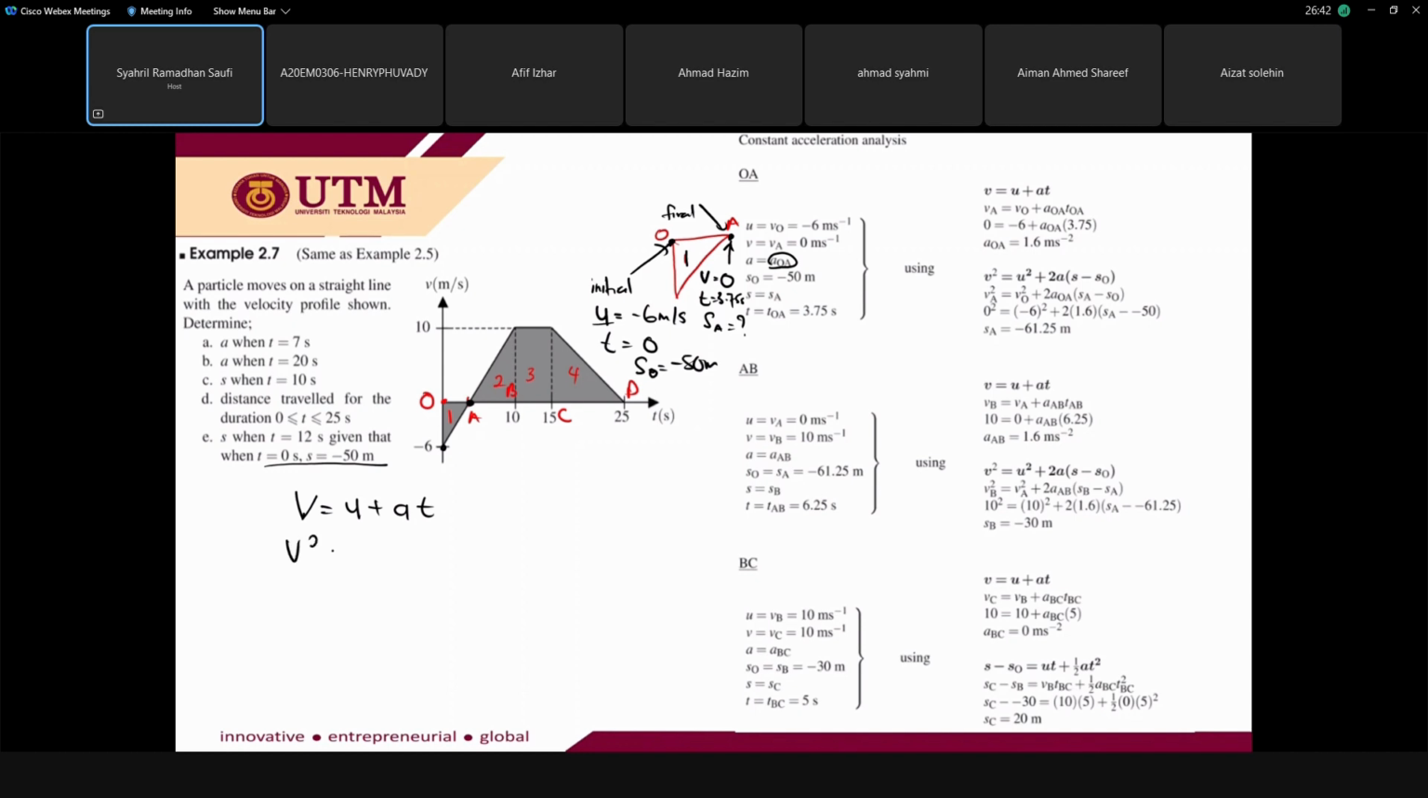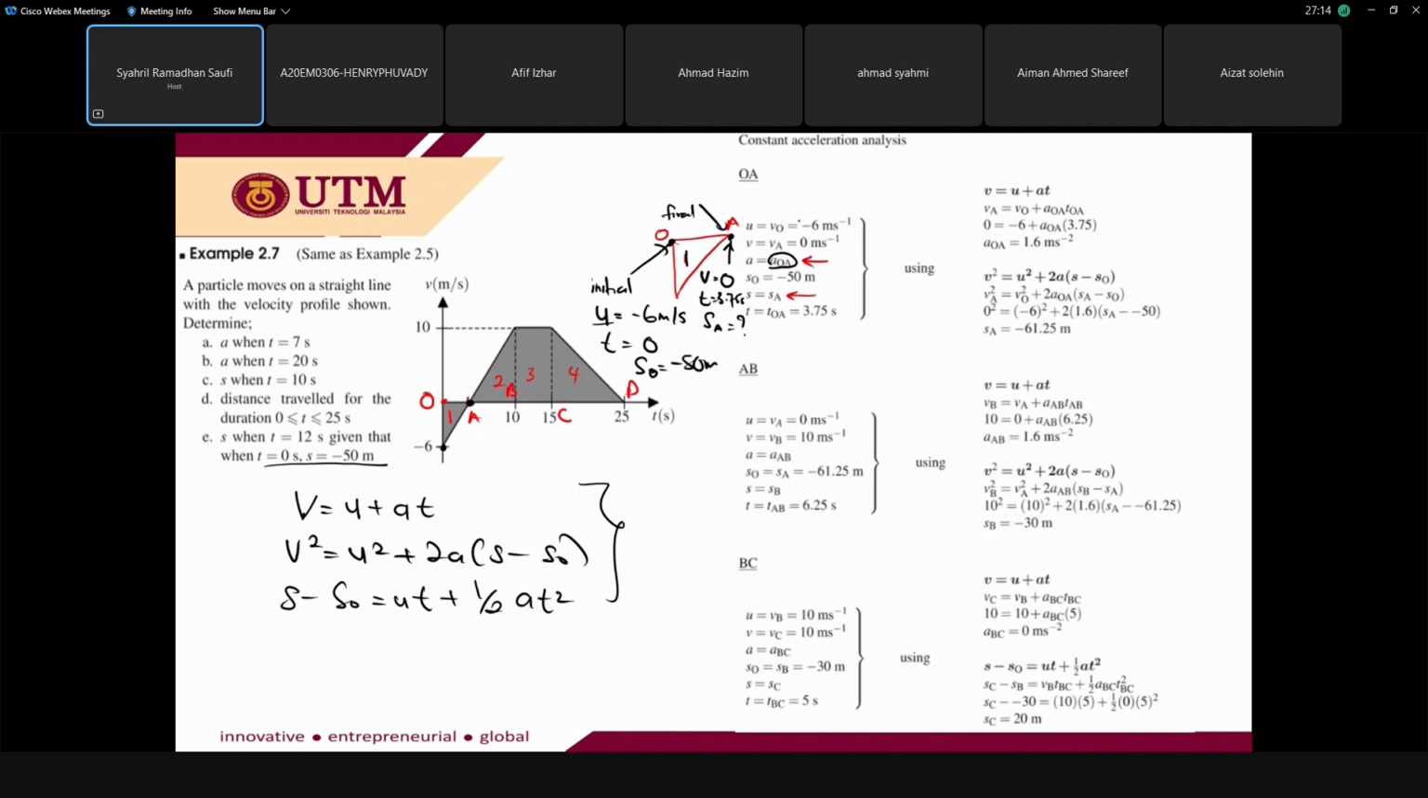Okay, so now you have three equations, which is V is equal to U plus AT, V squared is equal to U squared plus 2A(S minus S naught), and then S minus S naught is equal to UT plus half AT squared. So these are three equations that you can use for the constant acceleration analysis. For the first section, the unknowns that you need to determine are acceleration and also the displacement.